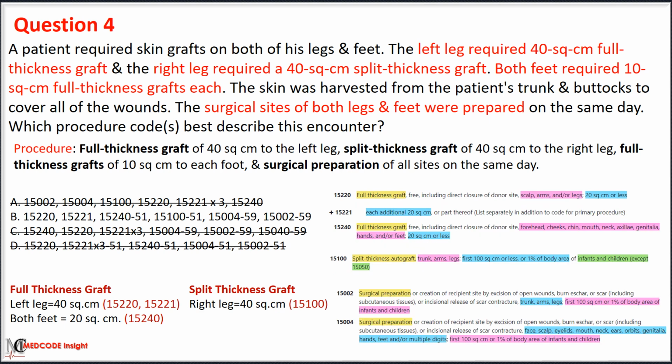In option B, 15220 and 15221 are for the full thickness graft for the left leg, 15240 for the full thickness graft on both feet, and 15100 for the split thickness graft of the right leg of 40 square centimeter. Modifier 51 is appended to both codes to indicate that additional procedures were performed in the same session. The surgical preparation codes with modifier 59 indicate that the multiple wounds belong to different anatomic sites.